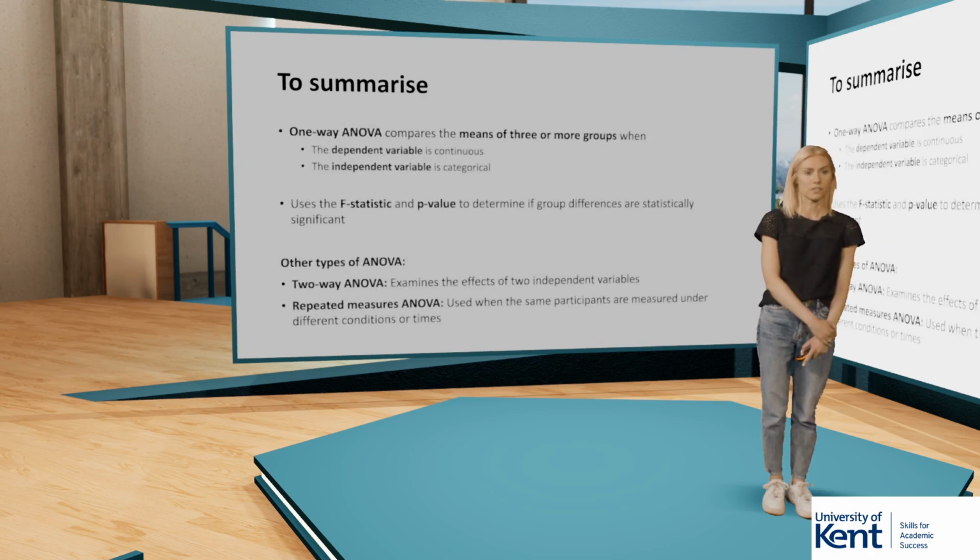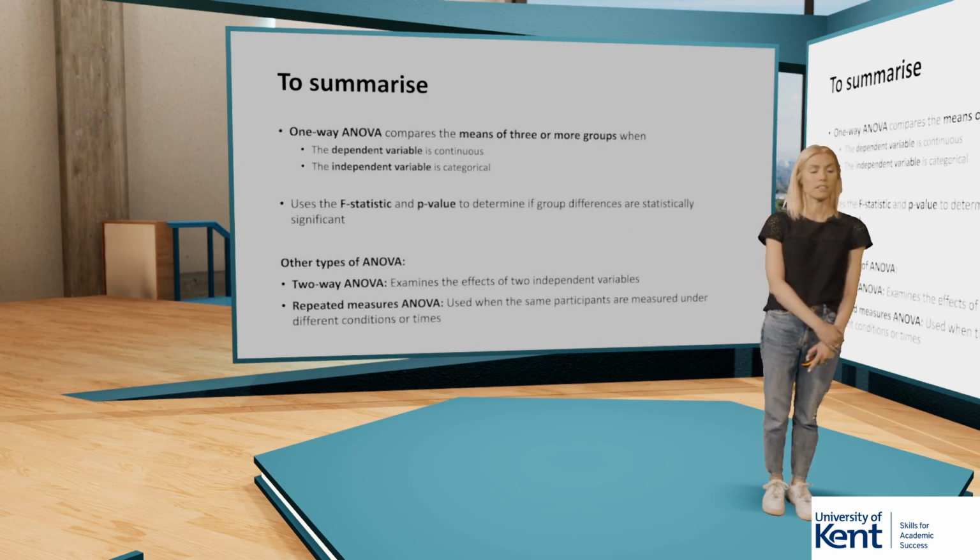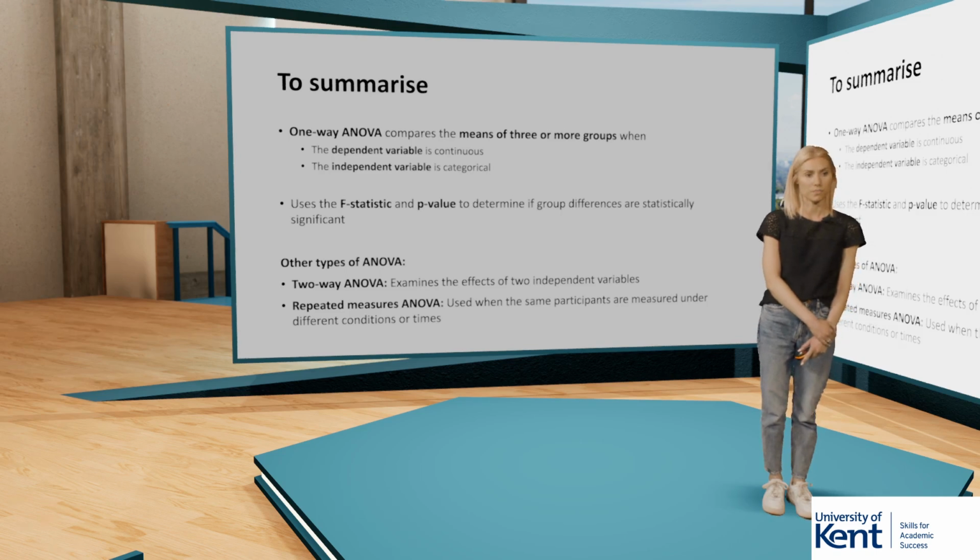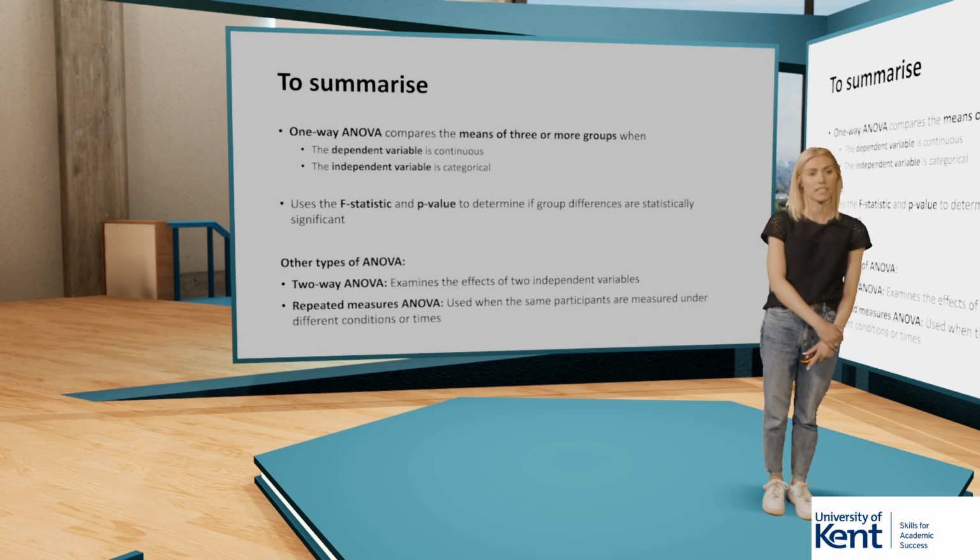While this presentation is focused on one-way ANOVA, it's important to note that there are other types. For example, a two-way ANOVA examines the effects of 2 independent variables, while a repeated measures ANOVA is used when the same participants are tested under different conditions or at different times. These extensions allow for more complex research questions, but the fundamental principles of comparing group means remain the same.